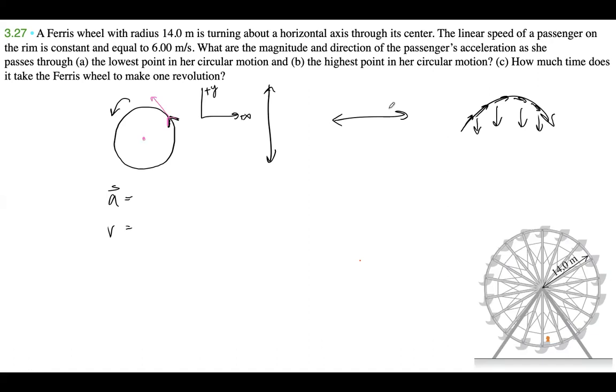Okay, so yeah, we have velocity at every single point. Velocity is going to be tangential, right? But then acceleration is always going to point towards the center, right? So that goes for any other time. That goes for any point in this circular motion, right? So let's try that again.